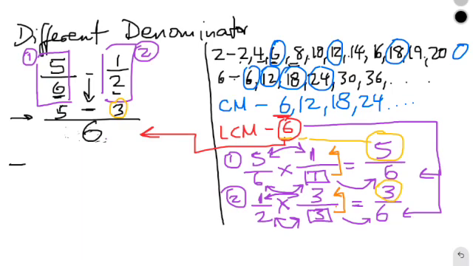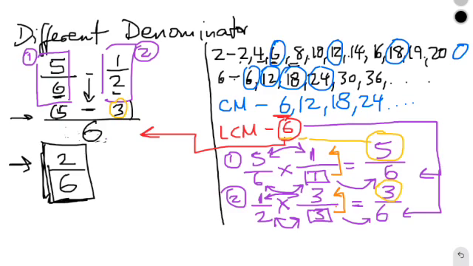And so now that we have done that step, our next step would simply be solving the problem. 5 minus 3 is equal to 2. 2 over 6 is our answer. Of course, we can simplify this to be 1/3, but I think that's going to be another problem or another video. But in essence, this is how you subtract fractions with different denominators.